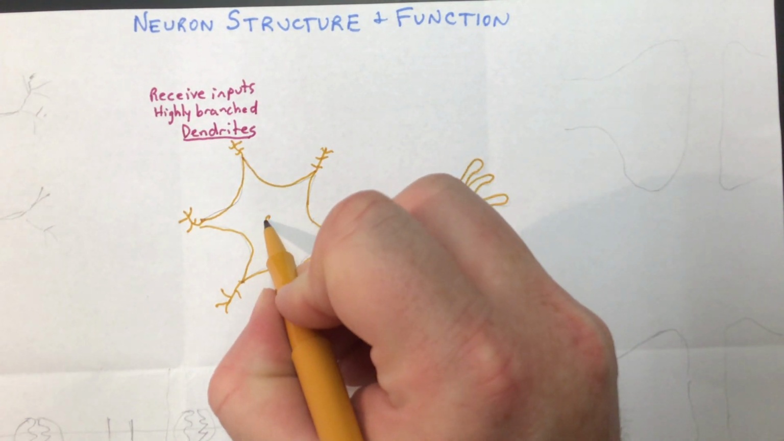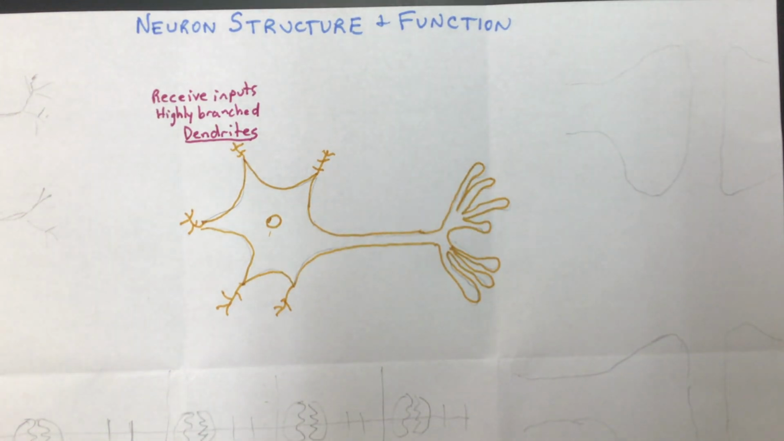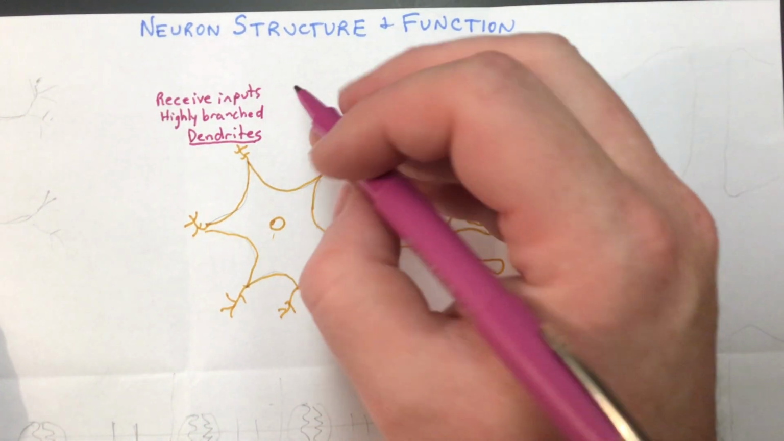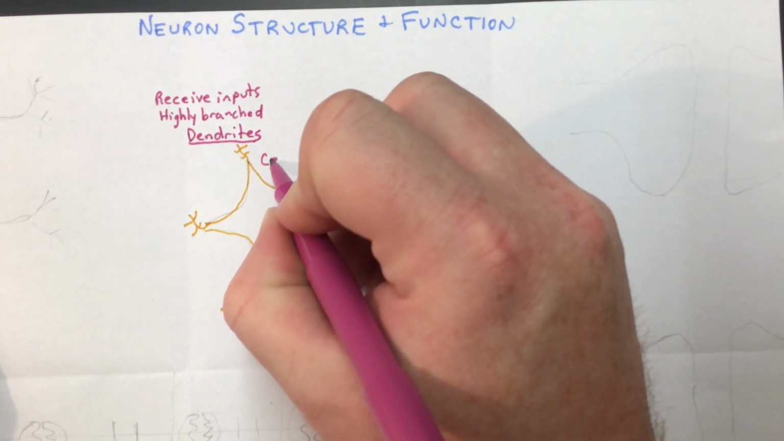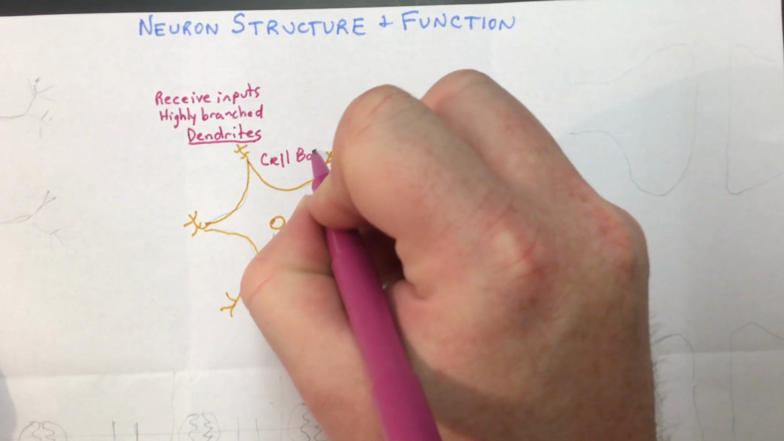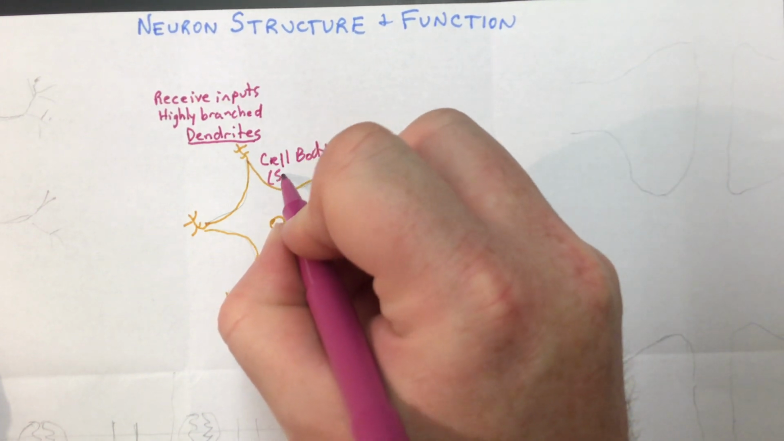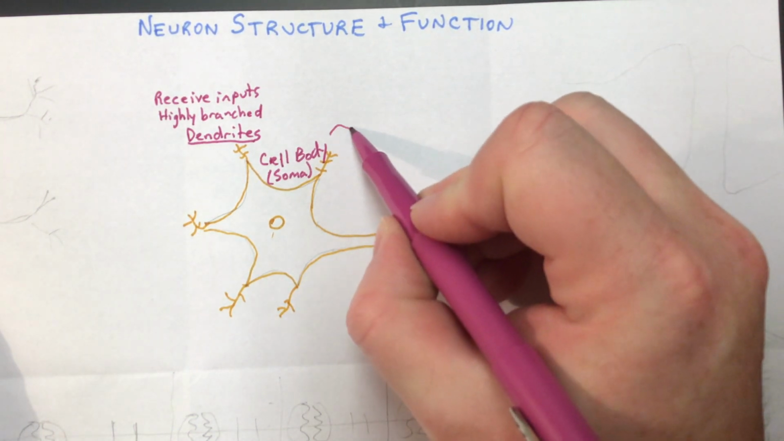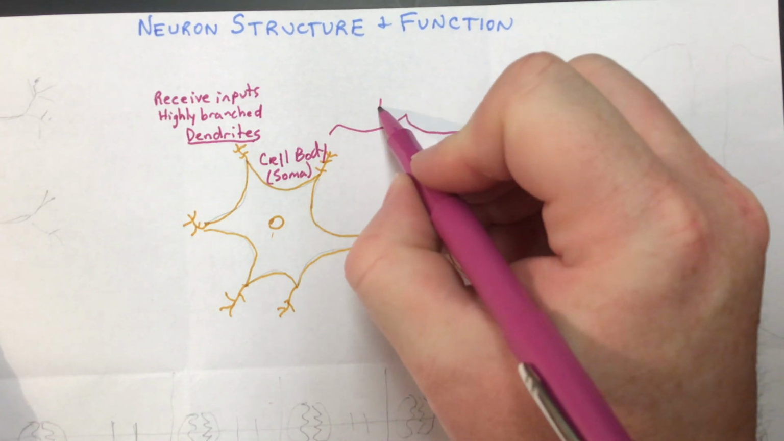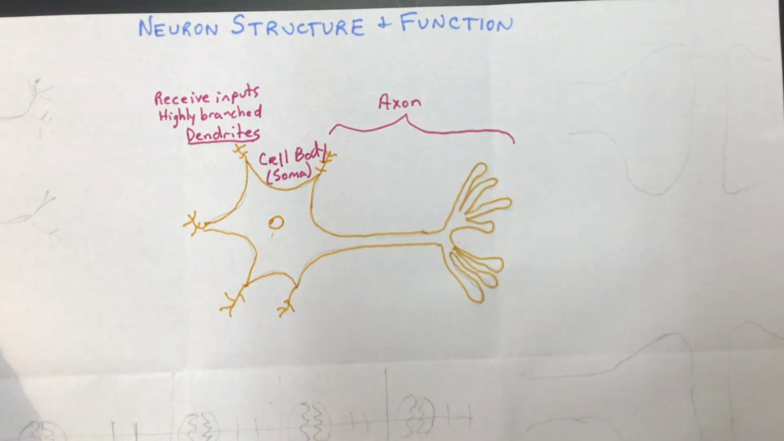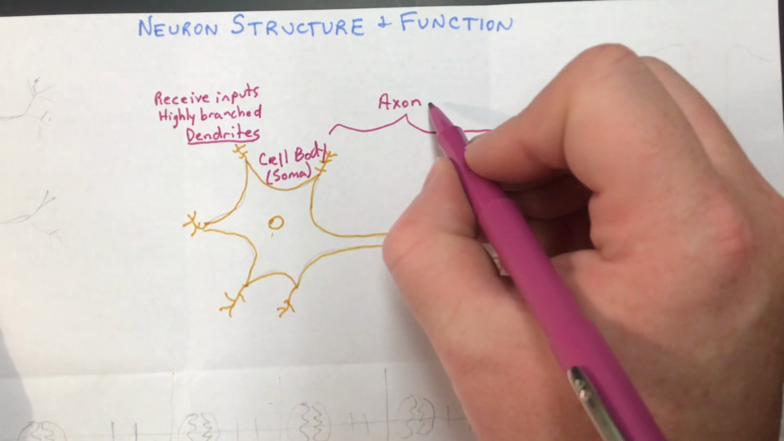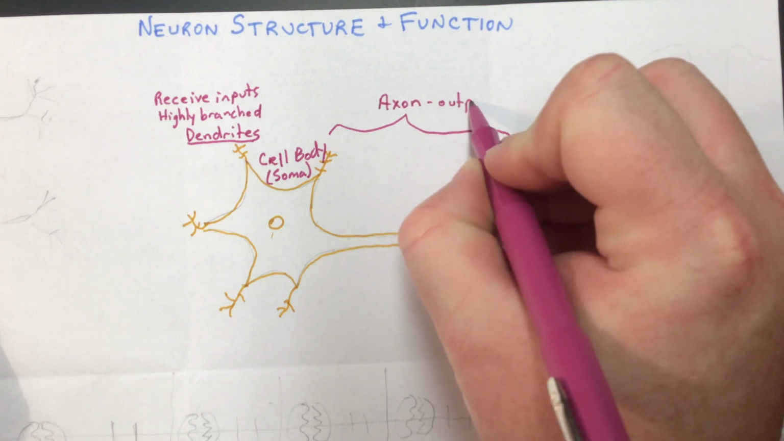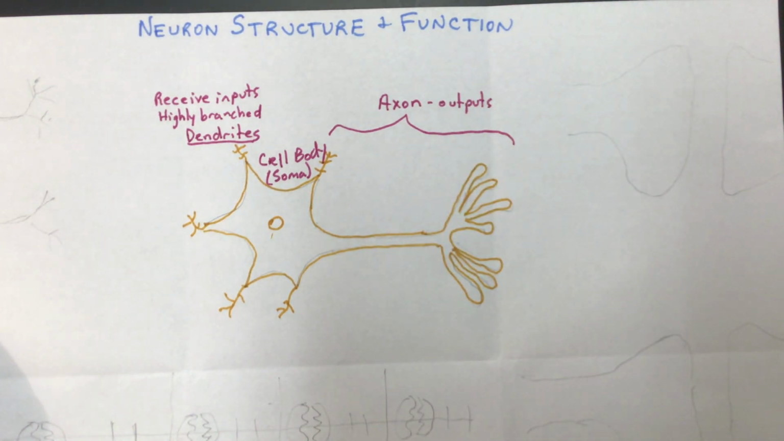Just like most cells, neurons have a nucleus, so there's our little nucleus, and this portion of the cell is called the cell body. And sometimes it's called the soma. And then this part of the neuron is really cool as well. This part is called the axon. And the axon kind of has the opposite function of the dendrites. Whereas the dendrites receive inputs, the axon sends messages, has outputs.